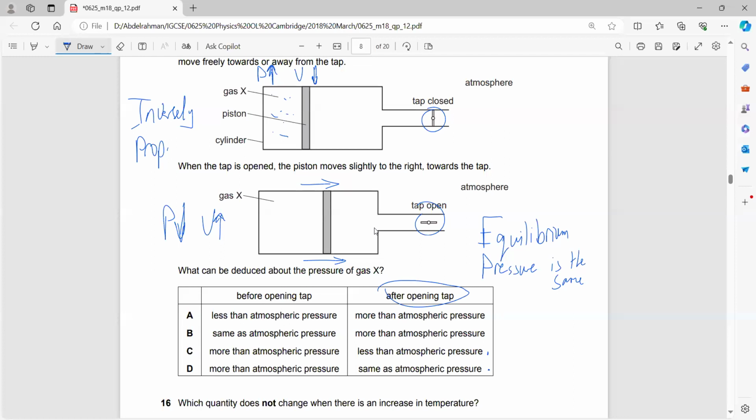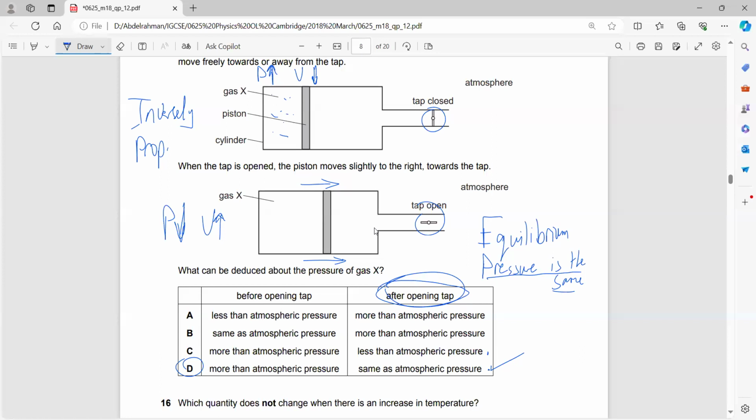So whenever you leave the tap open, what will happen? The pressure will be the same as the atmosphere. So after opening the tap, the pressure has to be the same as the atmosphere. Initially, the pressure was, I'm sorry, more than the atmospheric pressure, okay? After opening the tap, the same pressure, volume would be smaller. No, the volume initially was smaller.